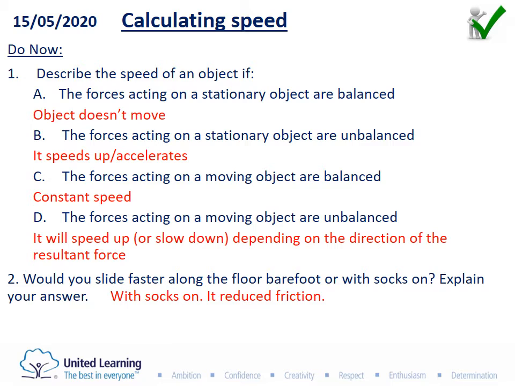If you've got a moving object, and this time the forces are balanced, the object will continue to do what it was already doing. So if your object was already moving and you put balanced forces on there, it will continue to move, but at that constant speed. And if you've got forces acting on a moving object that are unbalanced, then your object will either accelerate or decelerate. It depends on the direction of the resultant force.